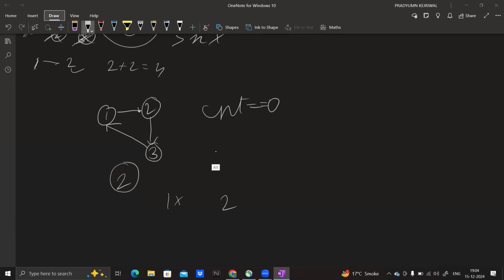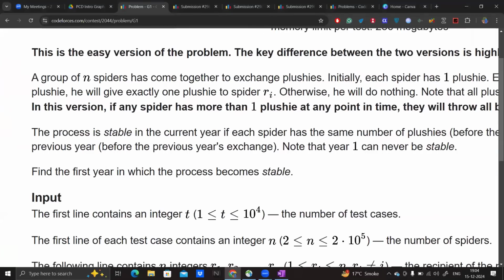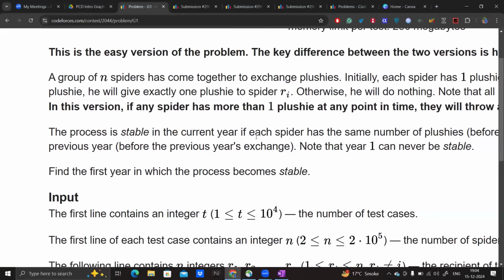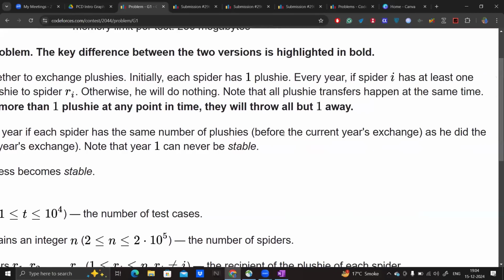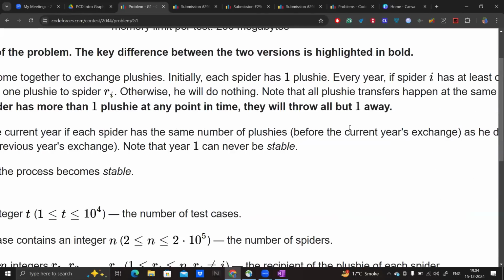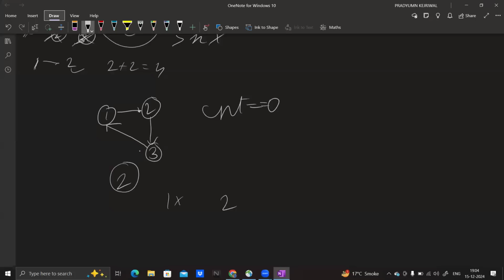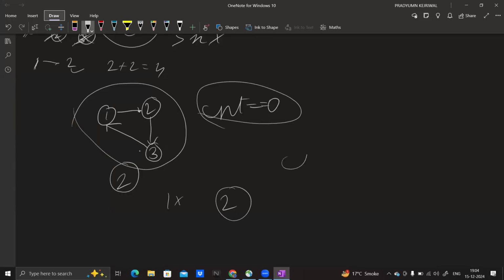So stability is defined as this: the process is stable in the current year if each spider has the same number of plushies before the year exchange as he did the previous year. In year 2 it is this, and in year 1 also it is this. Therefore the answer is 2, but count is 0. So we'll just add 2 to the count, right? This is why we add 2. I hope it is clear.